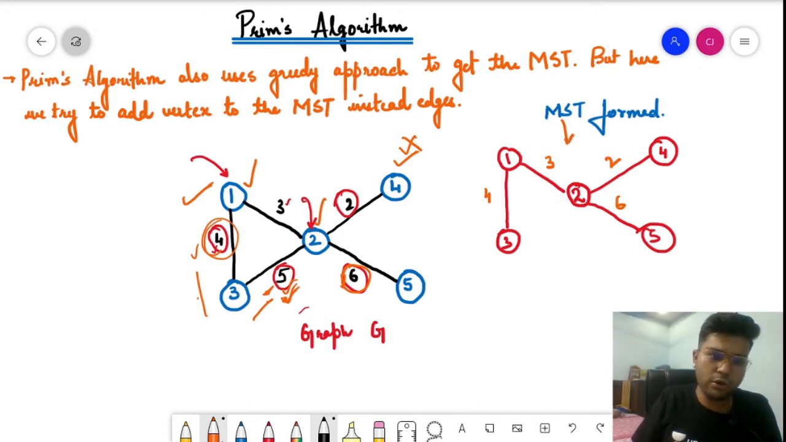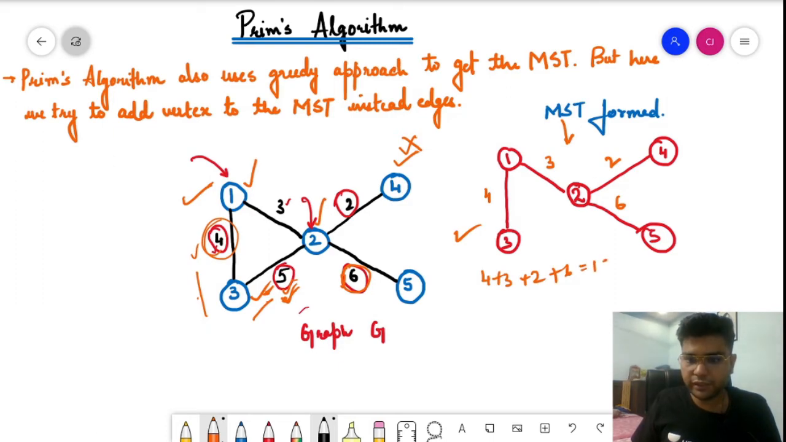You will see that all the vertices have been covered, right? 1, 2, 4, 3, 5. All the vertices have been covered, and this is the minimum possible weight in which we can cover all of these vertices. So what is the weight involved here? That is 4 plus 3 plus 2 plus 6, that is 7 plus 2, 9 plus 6, equal to 15, right? So this is the weight of this MST.